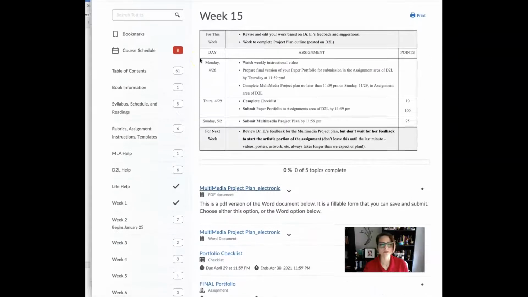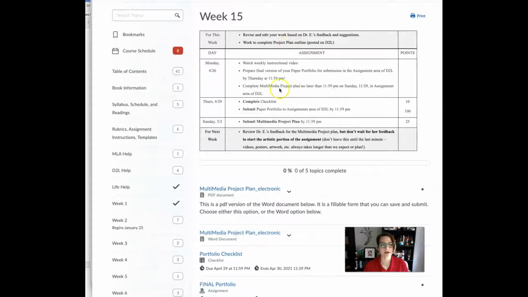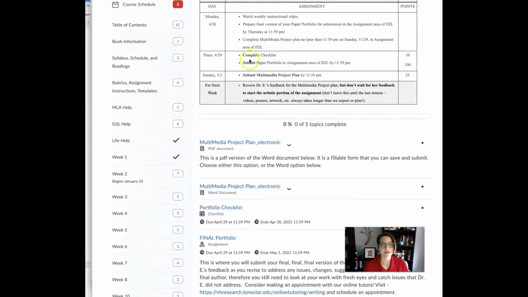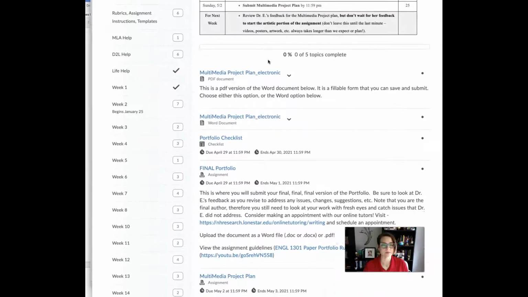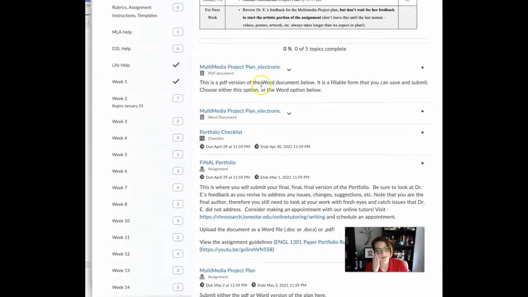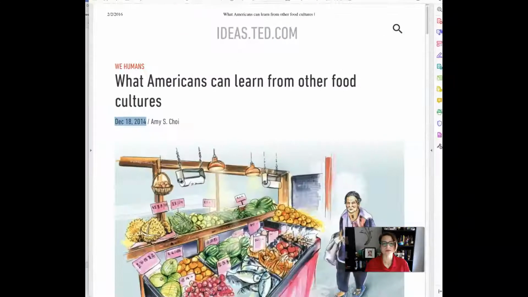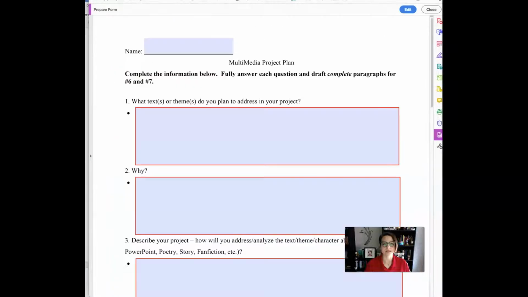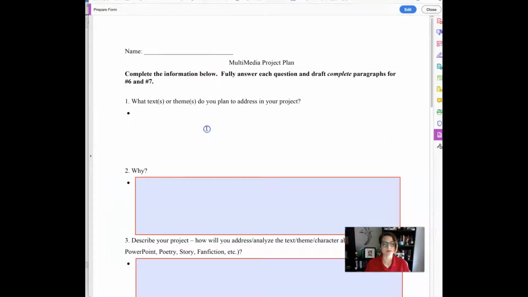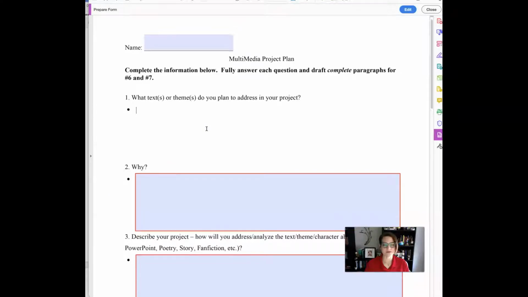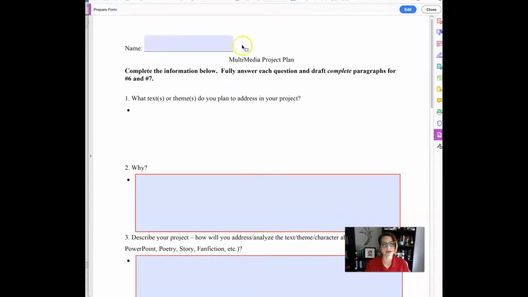All right, so we're in week 15, and this is what we're doing this week. You need to watch the videos, and then you're going to complete a checklist. This is something a little bit new, but you're going to complete a multimedia plan. I put it in a Word form and in PDF. The PDF is fillable, so this may be easier for all of you to use instead of the Word format.